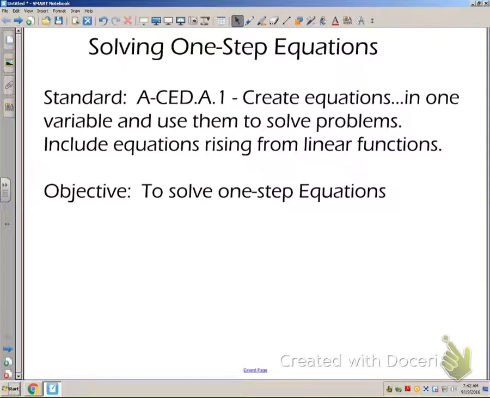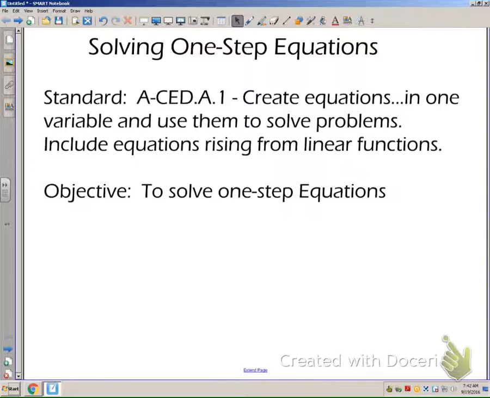Today's lesson objective is to solve one-step equations. Hopefully this will be familiar to you from last year, but if not, that's okay. We're going to go over how to do it step by step. The standard is to create equations in one variable and use them to solve problems.